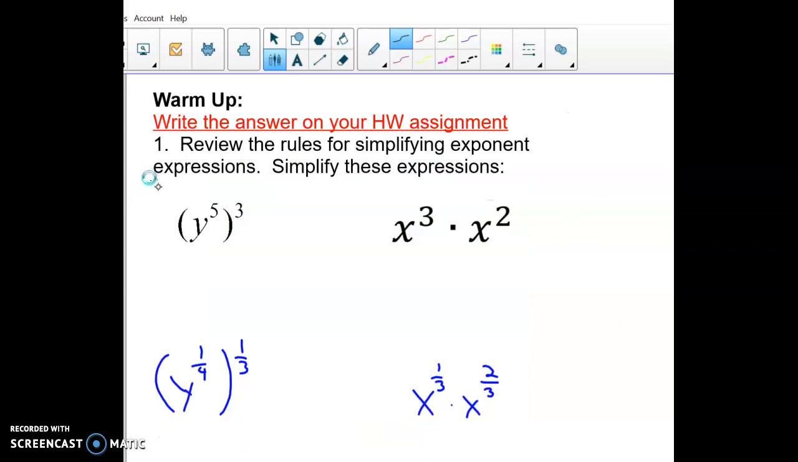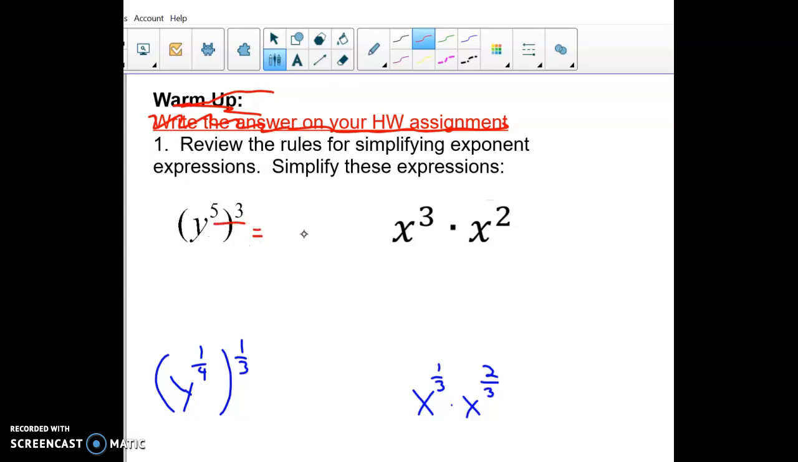Before we get too far into it, I think it'd be good to copy down in your notes these questions and see if you can remember these exponent rules. The top two, hopefully you remember how to do, and then today we're going to start to do them with fraction exponents. So take a minute, jot them down, and try them out.